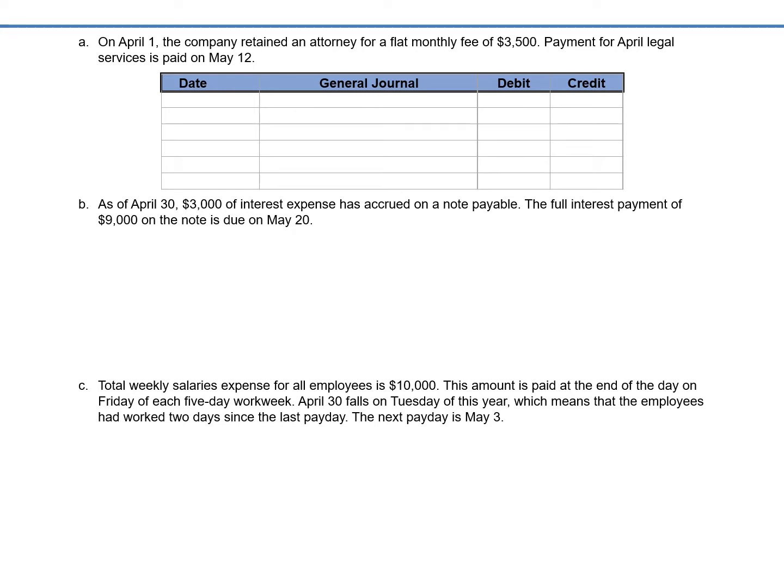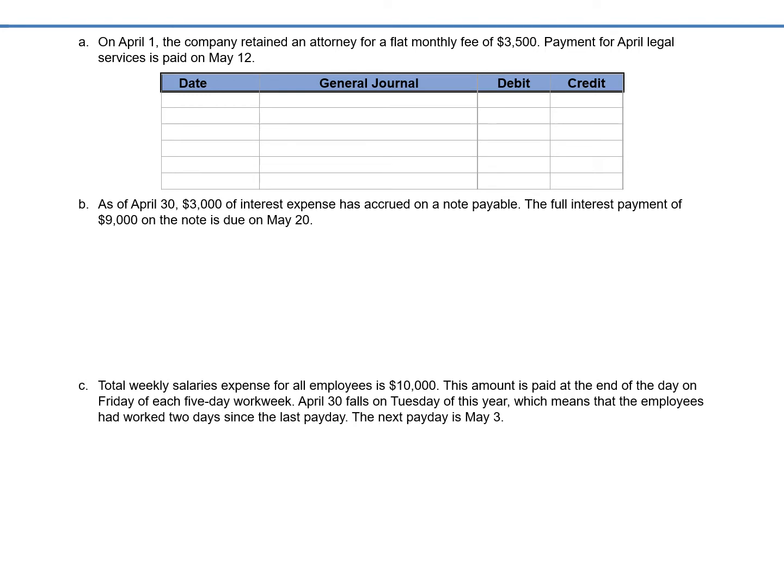Okay, so on April 1st, the company retained an attorney for a flat monthly fee of $3,500. Payment for the April legal services is paid on May 12th. So we're to assume that sitting here at April 30th, we're trying to close our books and create our financial statements for April 30th. The reason why we have to make an adjusting entry is because no cash activity has taken place with respect to this transaction, and so therefore it is not yet recorded in our books and records. They're telling us the company retained an attorney, but they haven't yet paid that attorney.